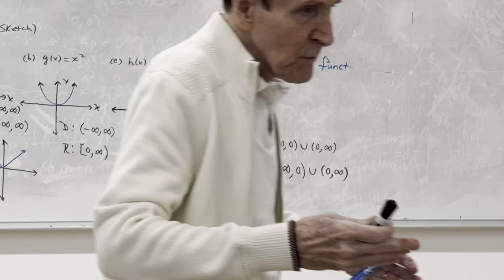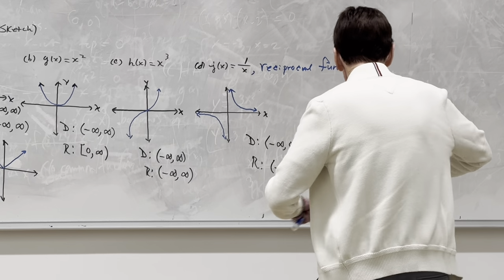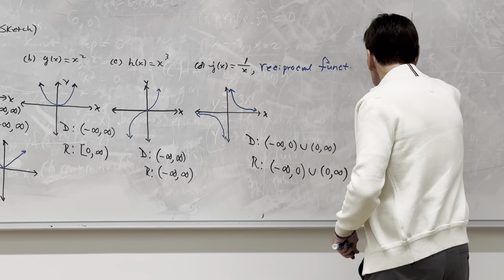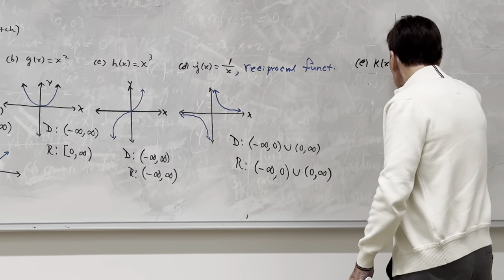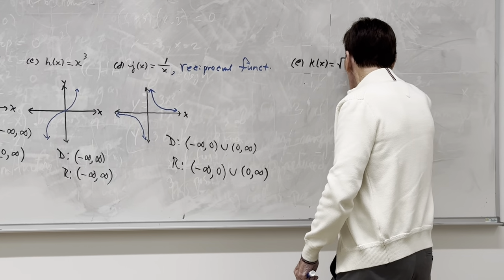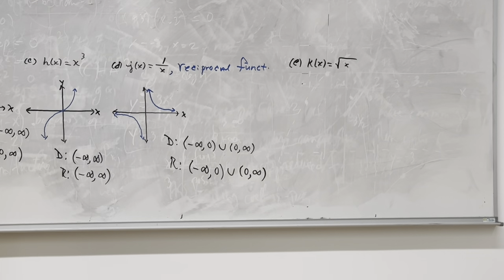Now, let me check and see. There's one more I want to point out before I hand this to you. Let me squeeze one in here. Letter E, I guess. The last one I'll do looks like this. It's called K of x, and it's square root x. I'd like to know, what does that shape look like?